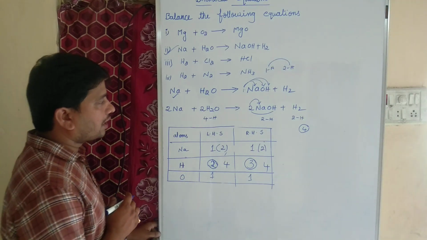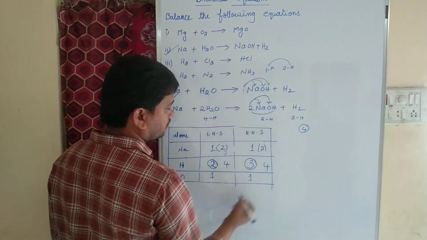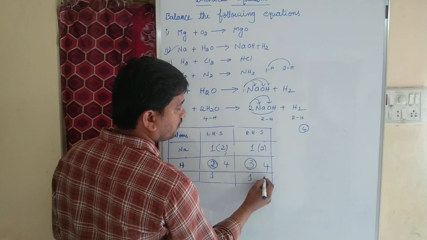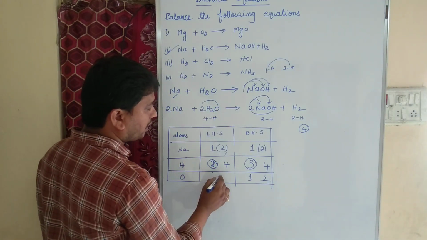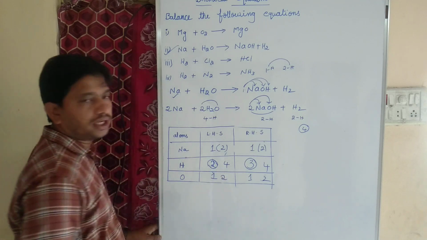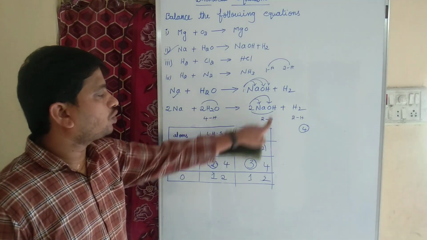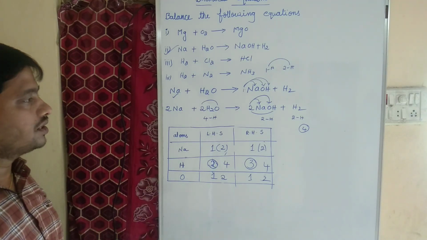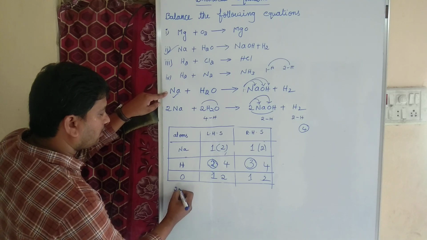Now coming to oxygen. Children, on RHS we have 2 atoms of oxygen, whereas on LHS also 2 atoms of oxygen. Before it was 1 only. We added 2 here, 2 oxygen atoms here, as well as 2 oxygen atoms here. Now it is balanced.